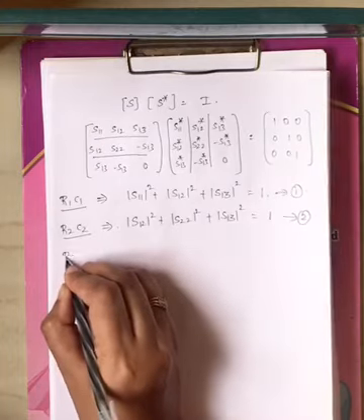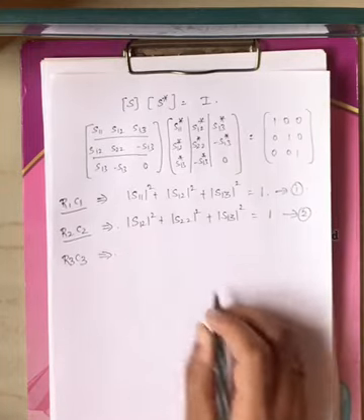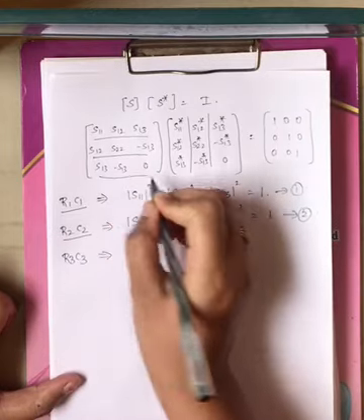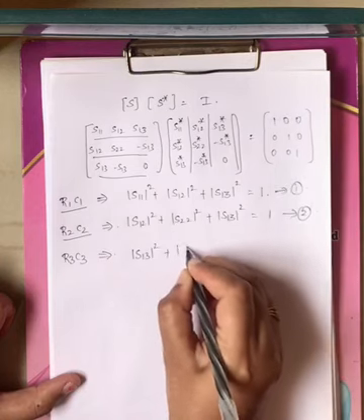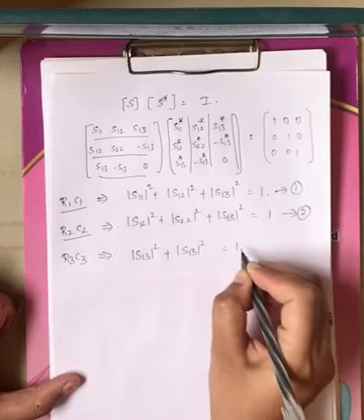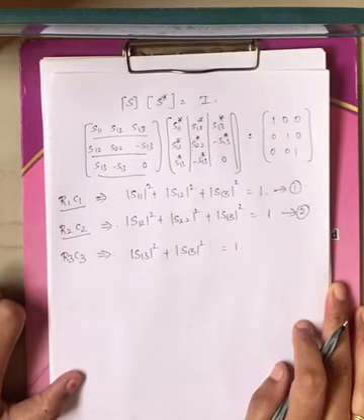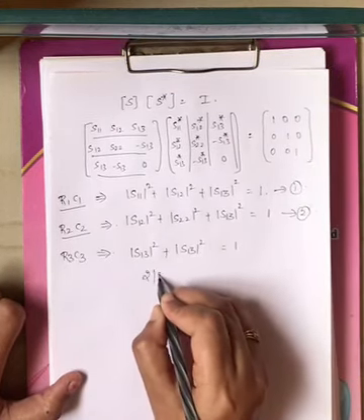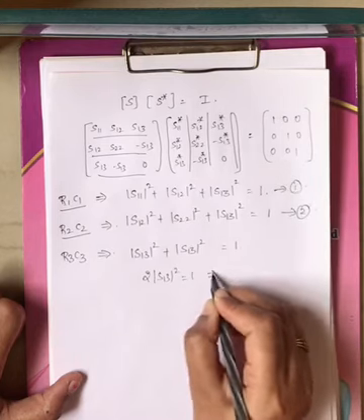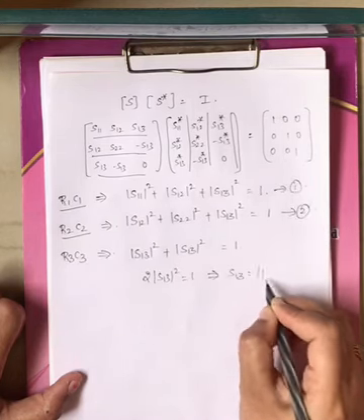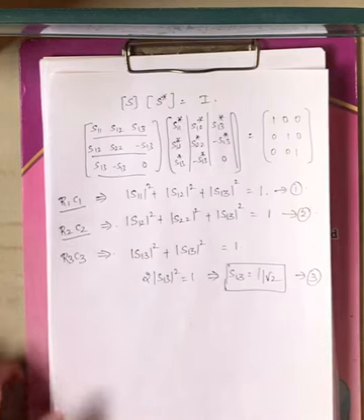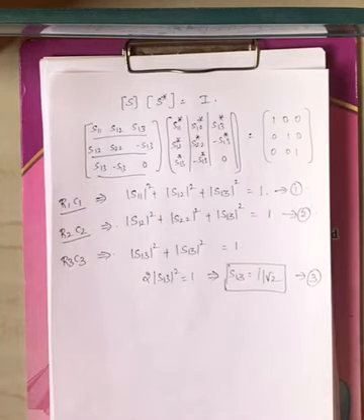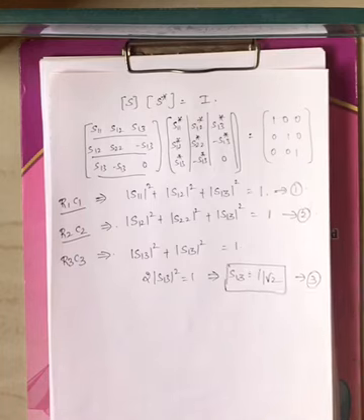Now similarly, row 3 with column 3. If I multiply, mod S13 square plus mod S13 square equals 1. From this equation you can find the S13 value: 2 times S13 square equals 1, which implies S13 equals 1 by root 2. We got one scattering parameter value, that is S13, which is nothing but 1 by root 2, right?